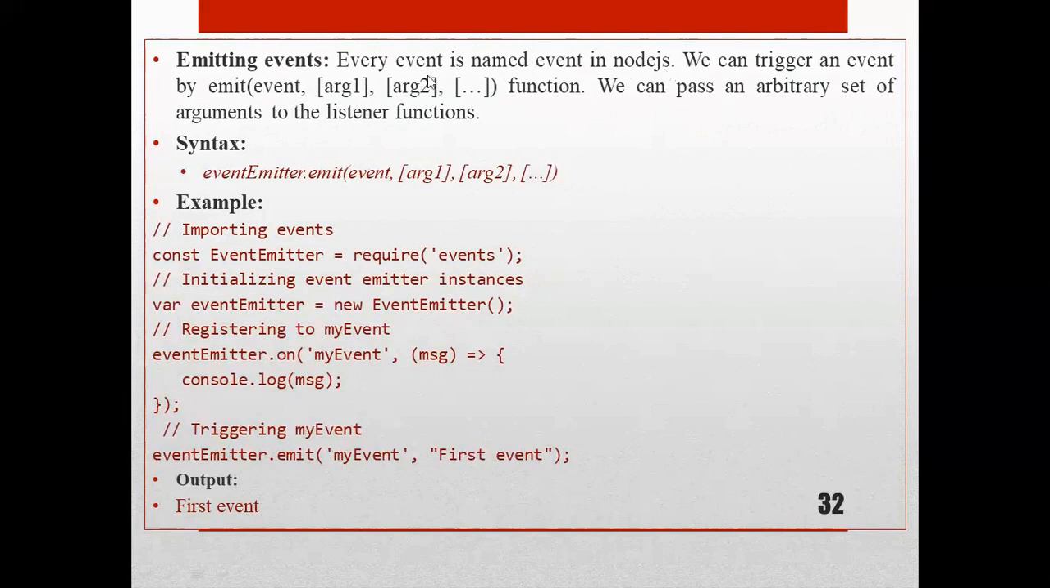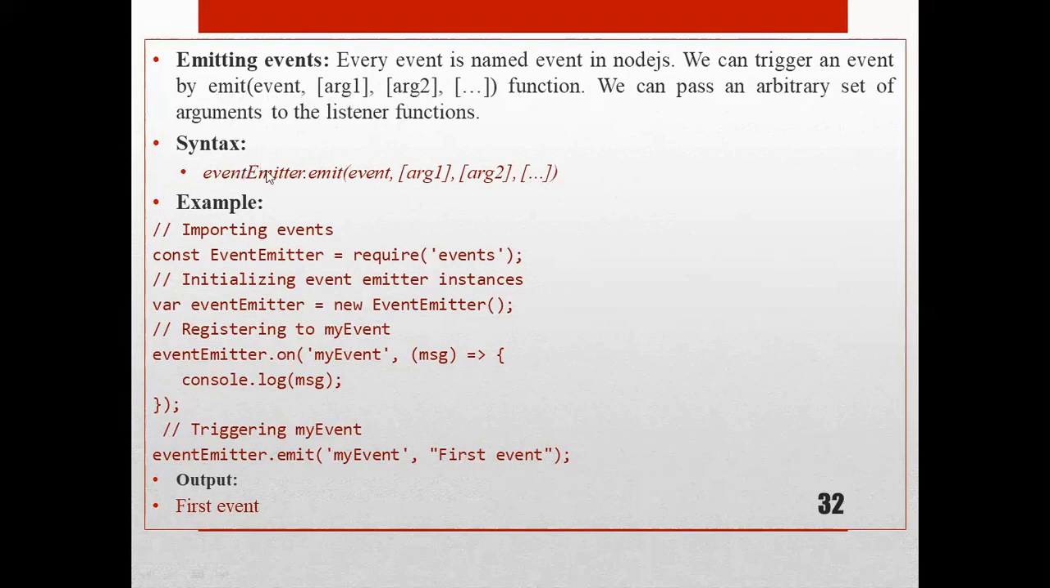So we can trigger an event by the emit function. Here, see the emit function: emit with the parameters event, comma, the arguments. So that we can trigger any event by using the function emit with the parameters event and their arguments. We can pass an arbitrary set of arguments. Here you can see we can pass an arbitrary number of arguments to the listener function.